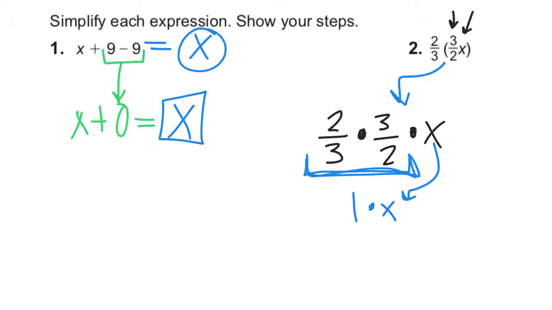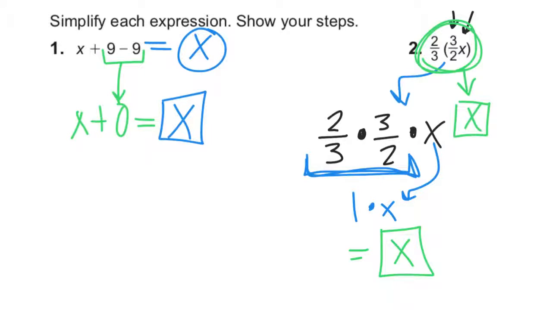Well, as we talked about before, if we have 1 times 2 or 1 times 3, it's always going to be the number itself, 2 and 3. So, proving the same thing, when we multiply 1 times x, we are also going to simply get the letter x. So when we simplify this expression, 2/3 times 3/2x, we would get a final answer of x.